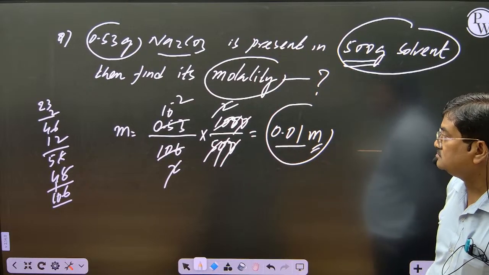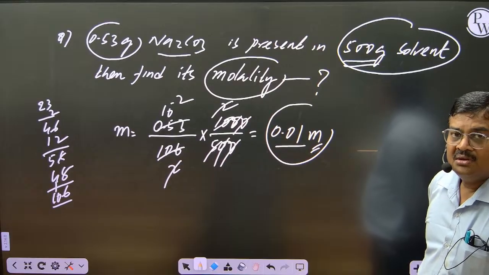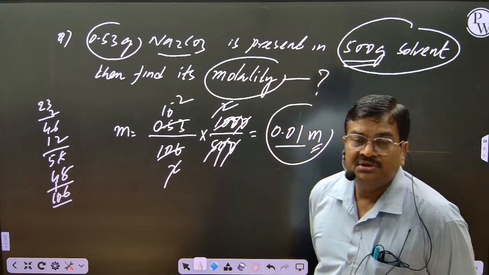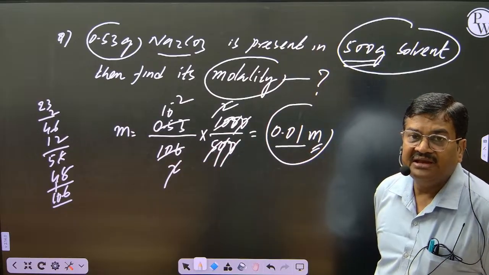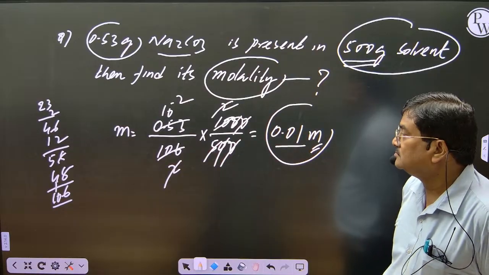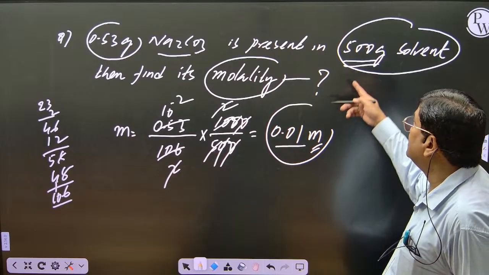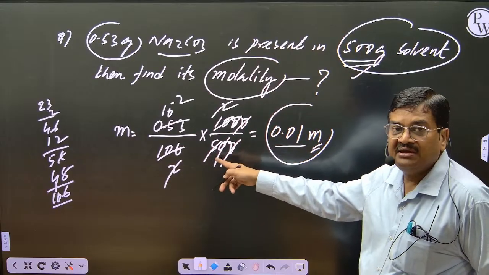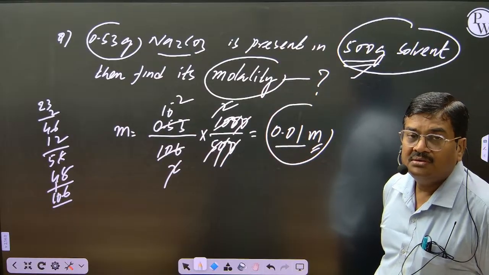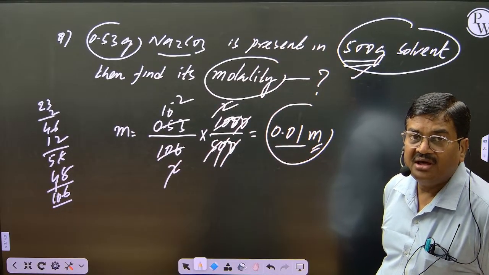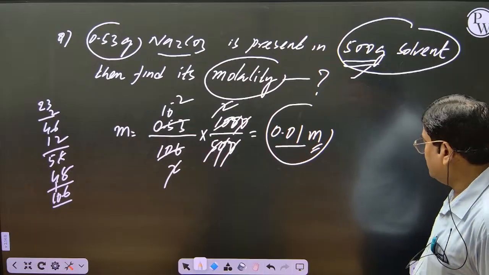Understood, students? Simple, no? So molality is nothing but the number of moles of solute present in 1 kg of solvent. Here since mass is not given in kg, we have to convert the grams into kilograms. Understood? Copied all of it. Now write the next, one more question.